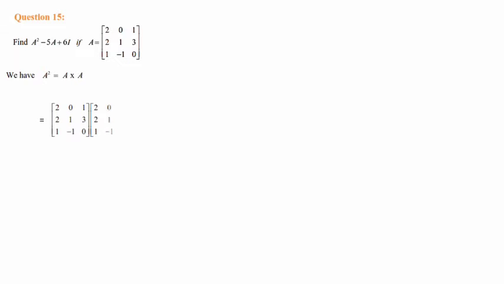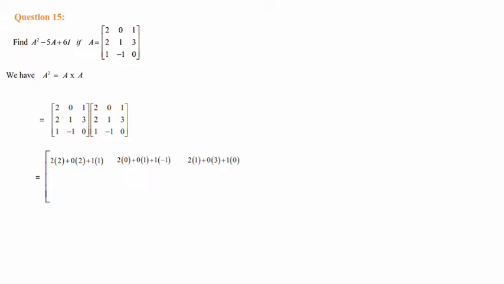So A into A, when you write A, we have written it 2 times, then the product we have to take: first row with the first column. So when you do the first row with the first column, 2 into 2 plus 0 into 2 plus 1 into 1, that is written. Next is 2 into 0, 0 into 1 plus 1 into minus 1, that is written. Next is 2 into 1 plus 0 into 3 plus 1 into 0, that is also mentioned.